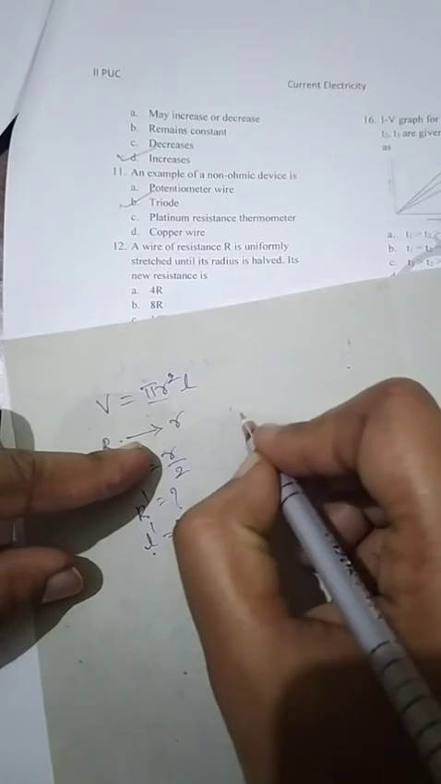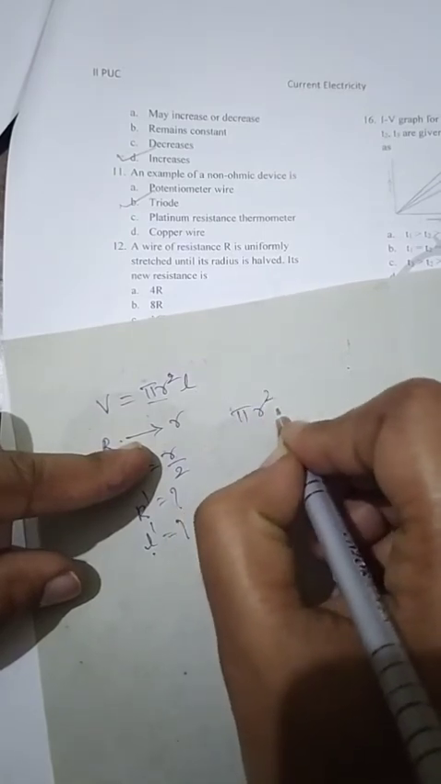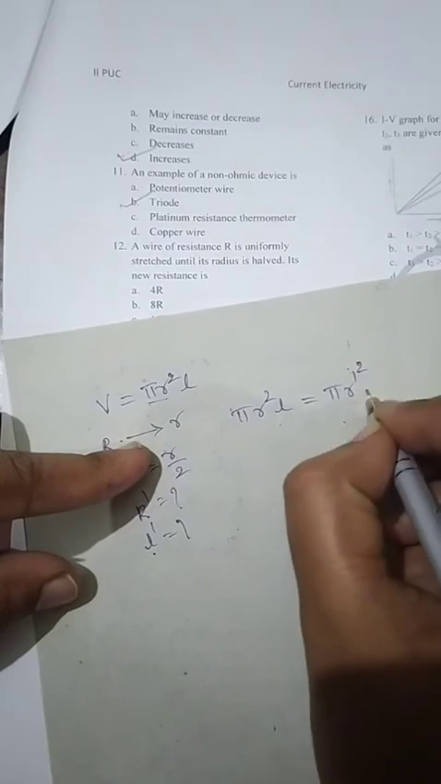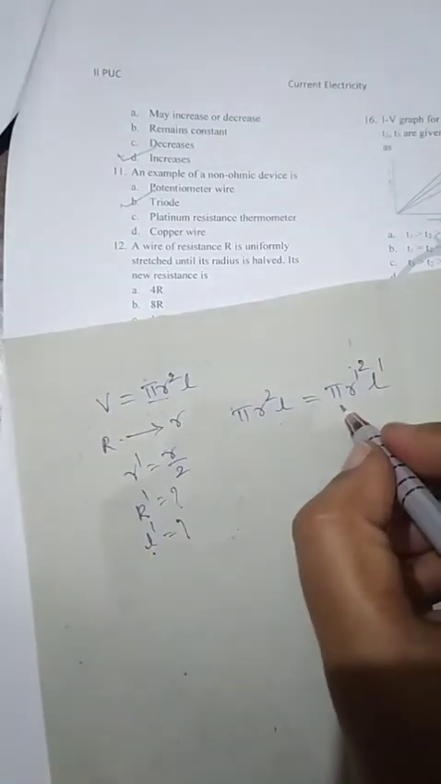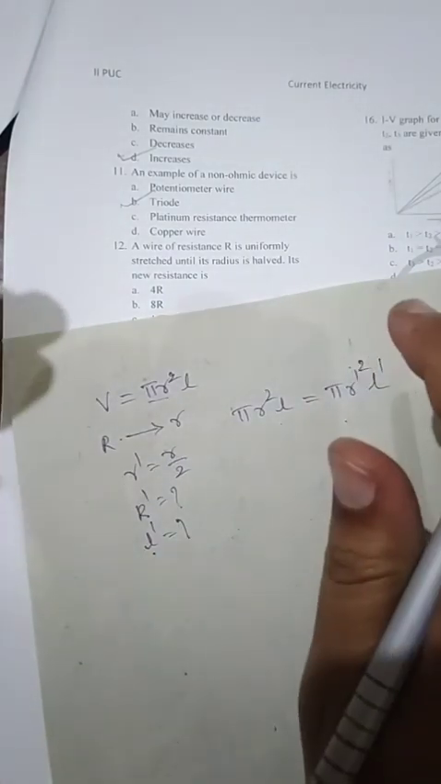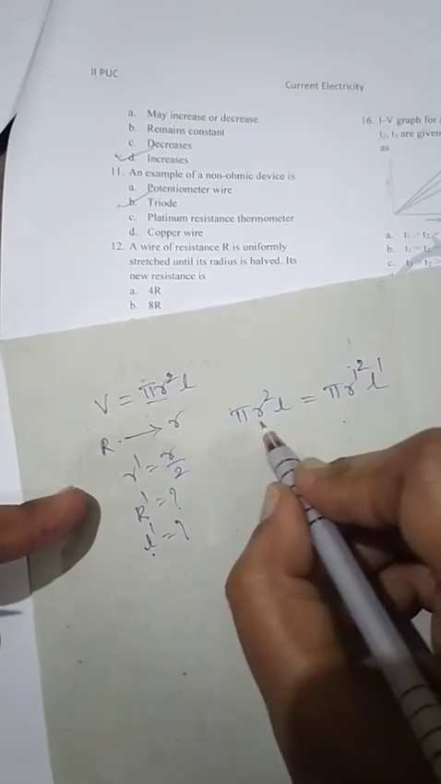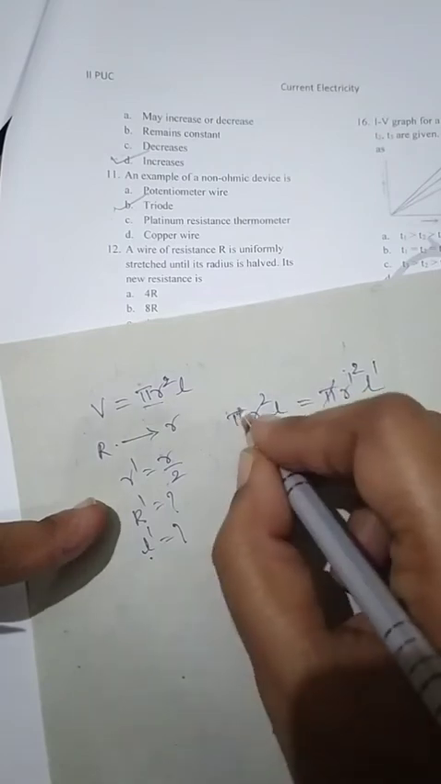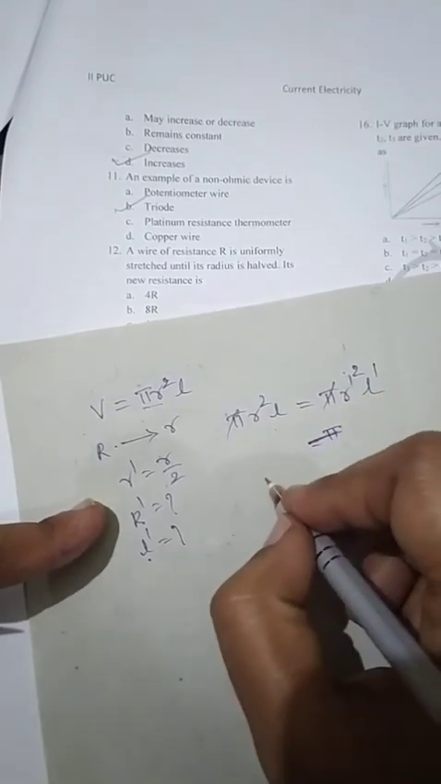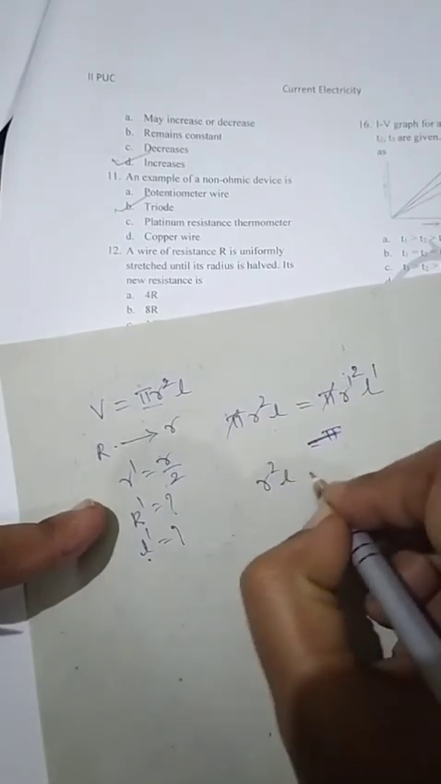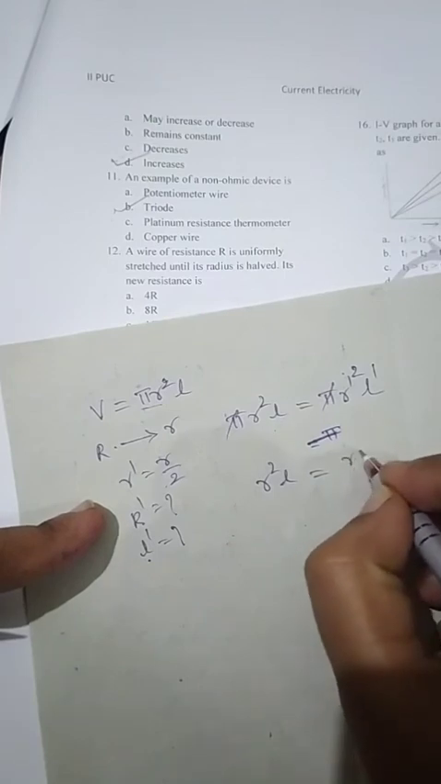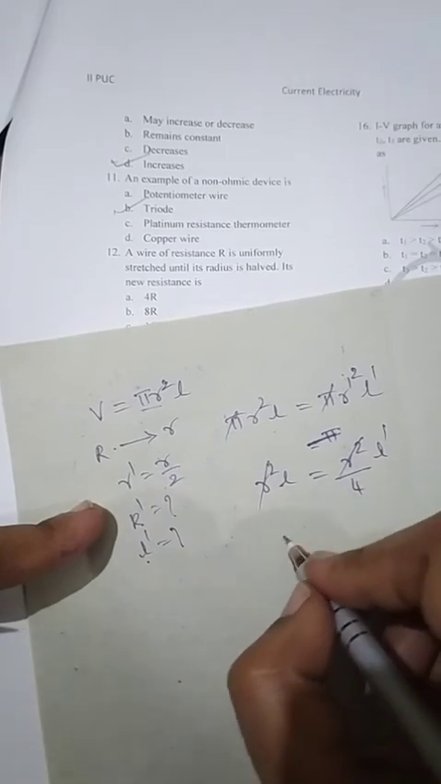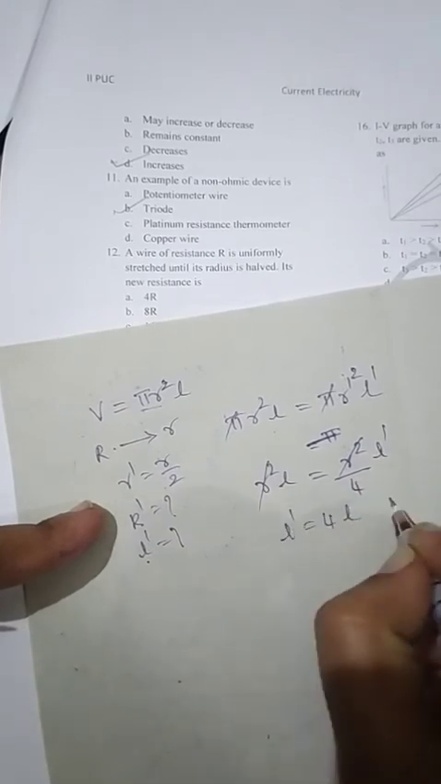I have volume pi r square L, which equals pi r dash square L dash. Since the volume of the wire remains the same, with r dash equal to r by 2, pi cancels. r square L equals r square by 4 into L dash. r square cancels, so L dash will be equal to 4L.